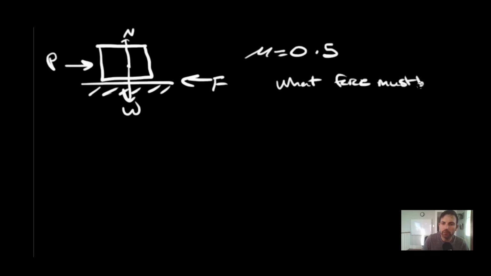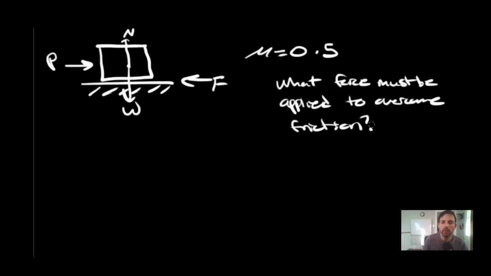So let's say we know our coefficient of friction. Let's say our coefficient of friction is 0.5. Now we want to know, this is friction here, what force must be applied to overcome friction, right? And let's say this weight equals 50. Oh, actually, here's what we'll do.